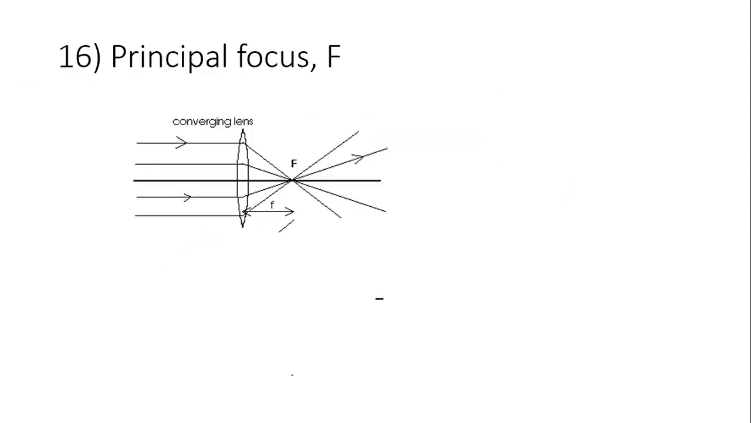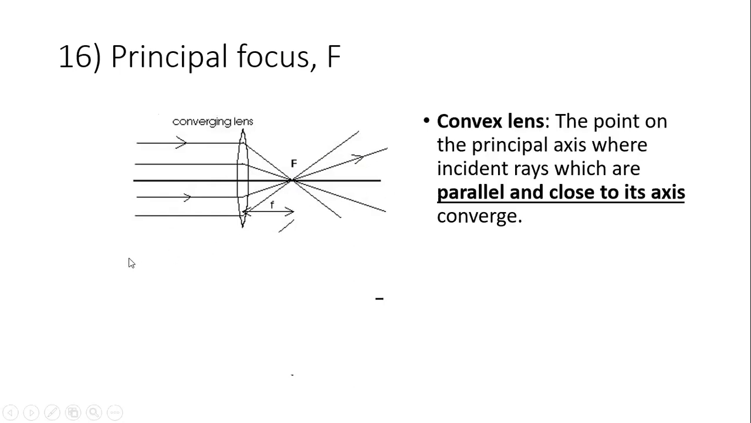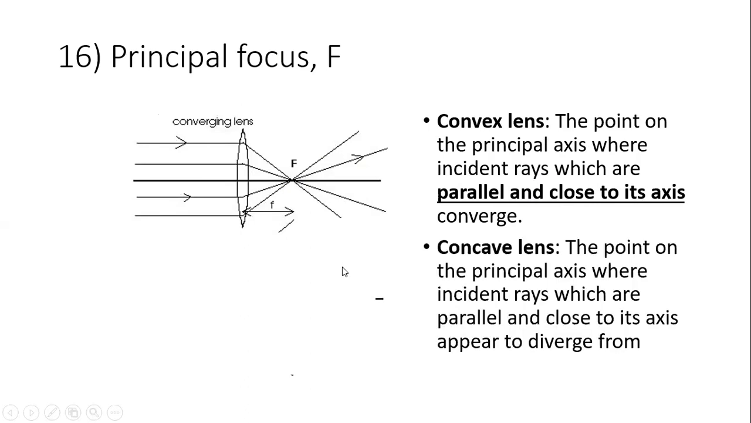Okay, let's define the principal focus. These are parallel rays. They converge to the principal focus there, and that is your focal length. So the principal focus is the point on the principal axis where the incident rays, which are parallel and close to the axis, converge. These rays are parallel and close to the axis. They converge to this point. So that is your principal focus.